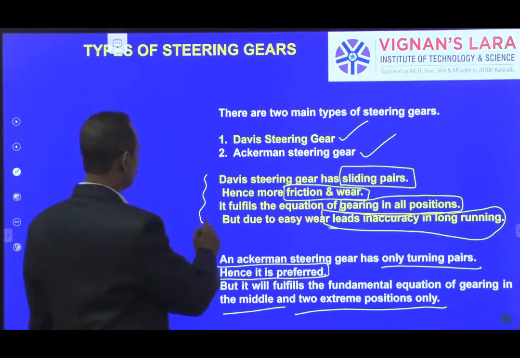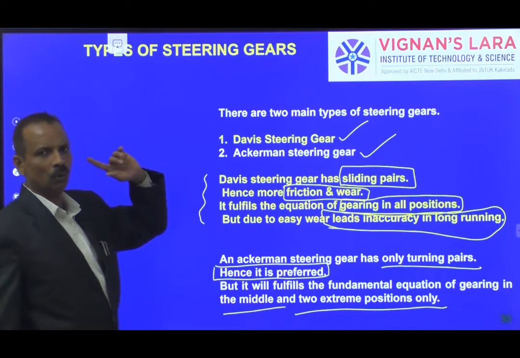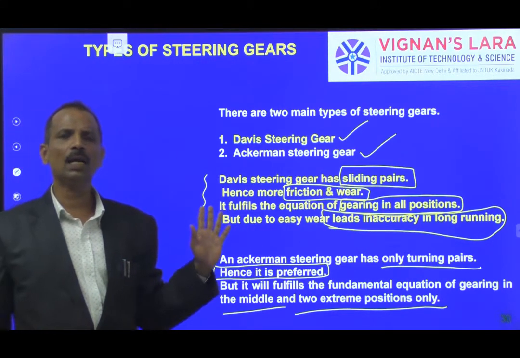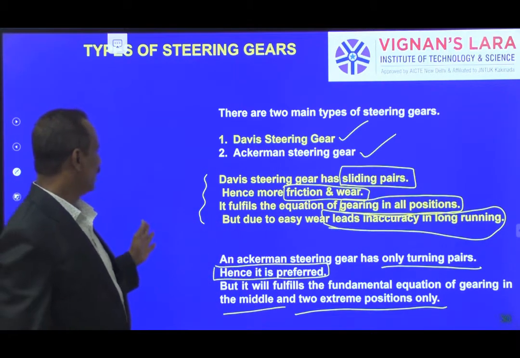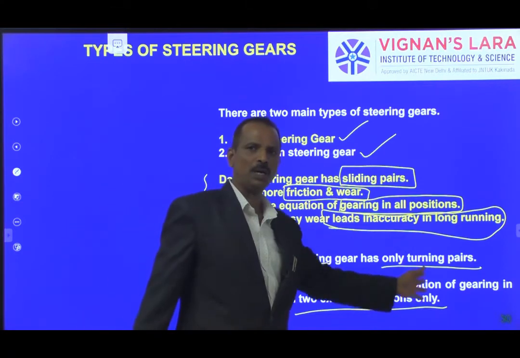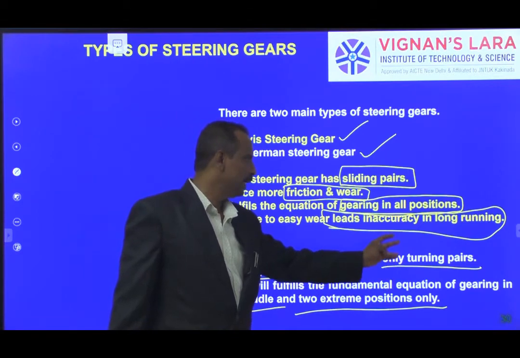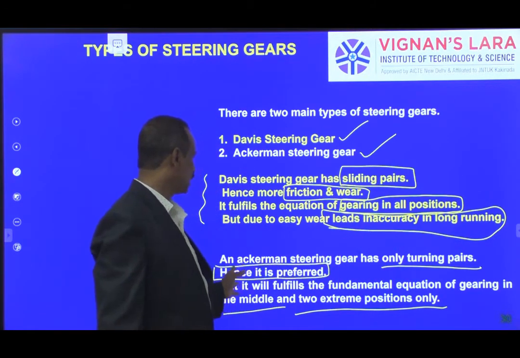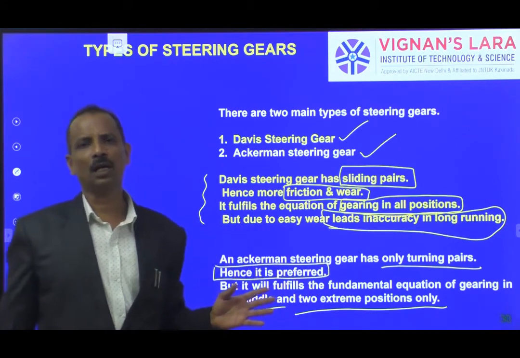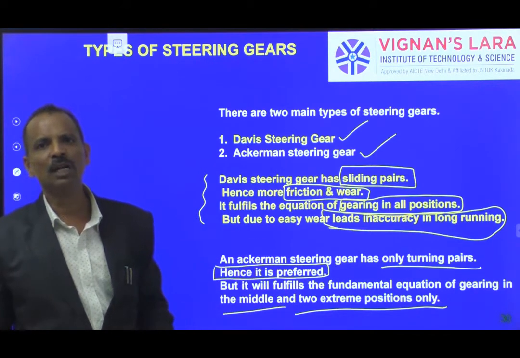Of course each one will have its own advantages and limitations. Davis steering gear has only one advantage: at any angle it will fulfill the law of steering gear. Whereas the Ackermann steering gear fulfills other things from a performance point of view. Even in long running, you will not get any inaccuracy because the pairs are turning pairs. But the limitation is it can satisfy only the two extreme conditions, two extreme limits, and the middle position.